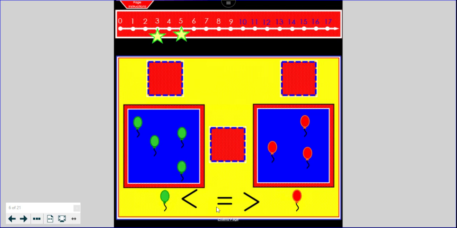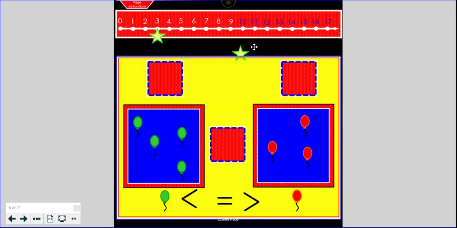So I'm going to make a problem for us to figure out. All right. So I've got some green balloons on this side and I've got some red balloons on this side. Let's find out which side has more and which side has less and what symbol we should use to show which one is more or less. So can you tell me how many green balloons I have on this side? Let's count together. 1, 2, 3, 4. 4 green balloons.